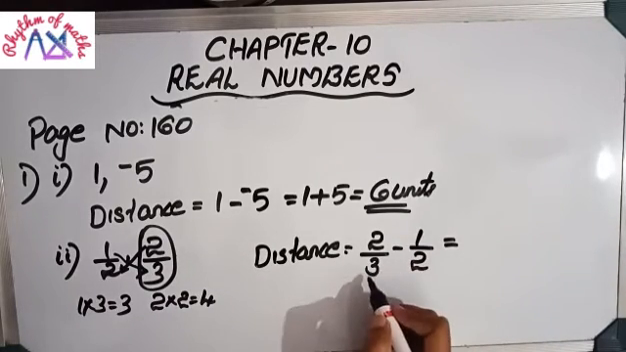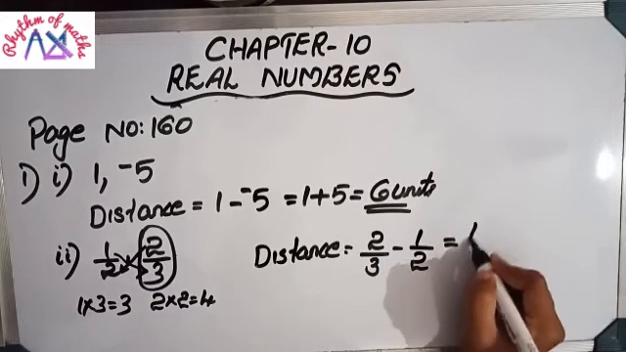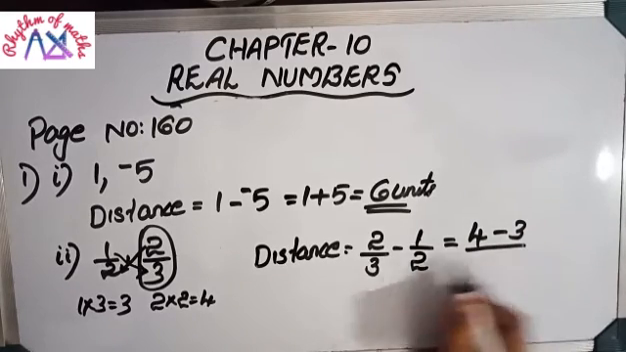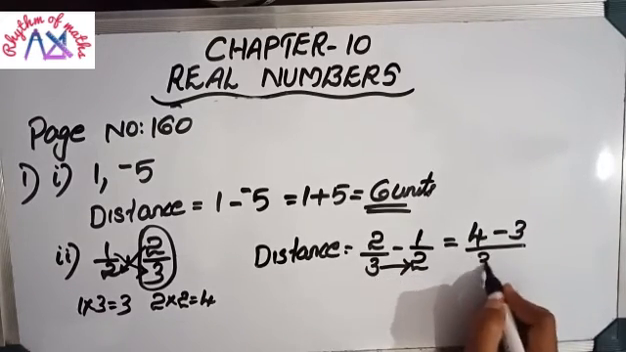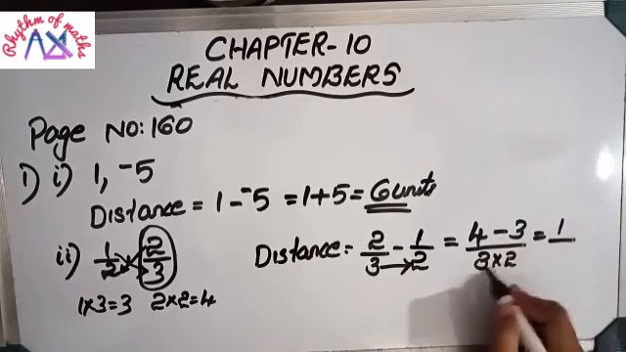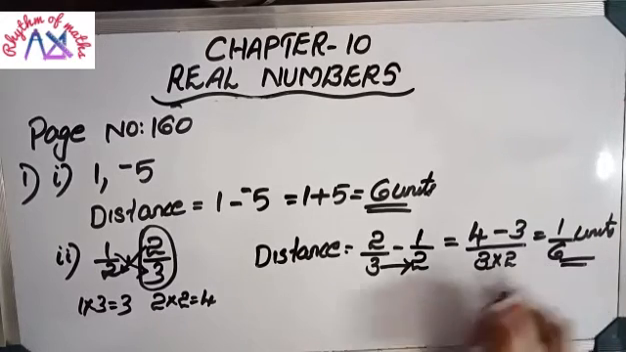So cross multiplication. Okay, fraction subtraction means cross multiplication. So 2 2s are 4 minus 1 into 3, 3 divided by 3 into 2. Okay, so 4 minus 3 is 1. 1 by 3 2s are 6. So 1 by 6 units is the distance.